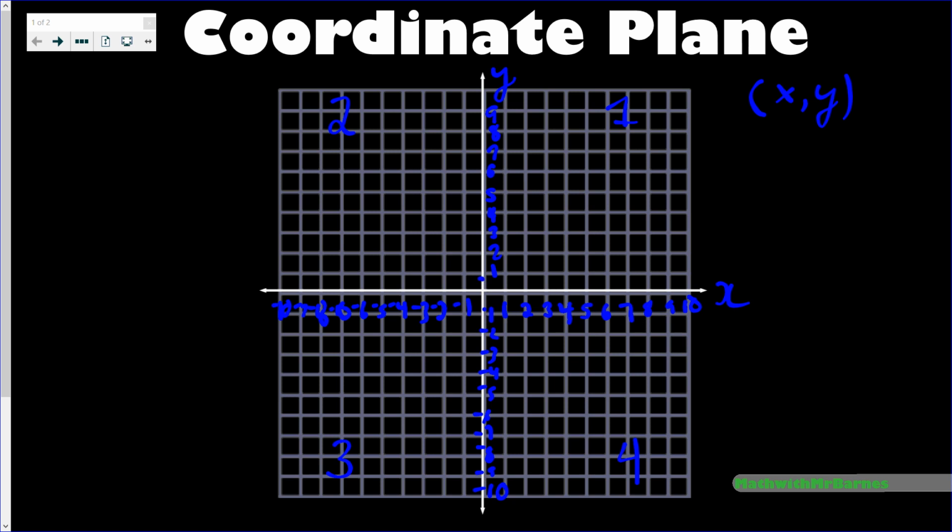And this point right in the middle, sometimes you'll see a little circle around it. That's the origin. The origin is the very middle, and it represents 0. So that little dot right in the middle will be 0, 0.